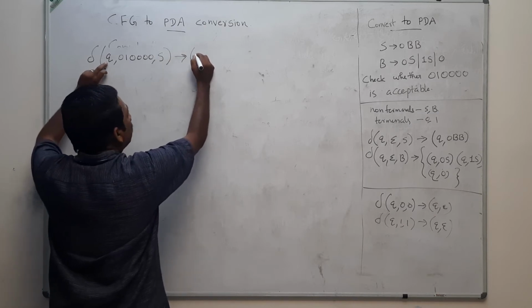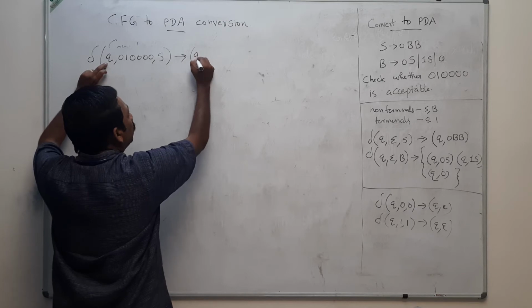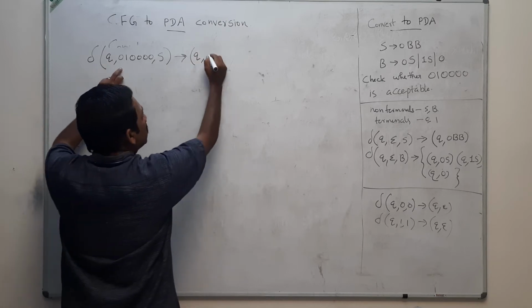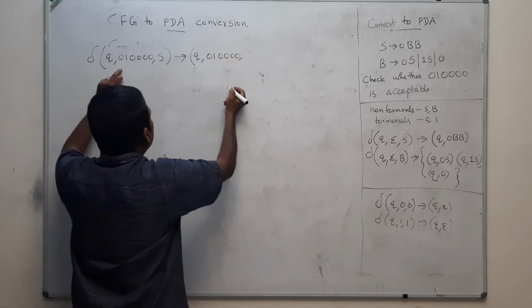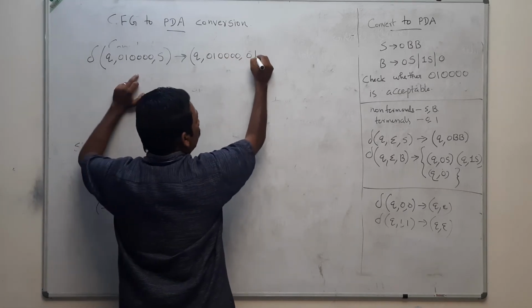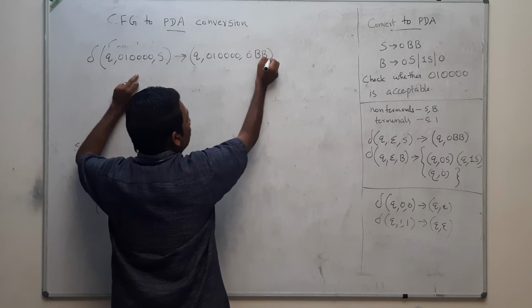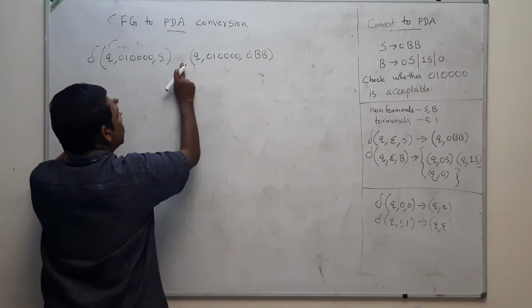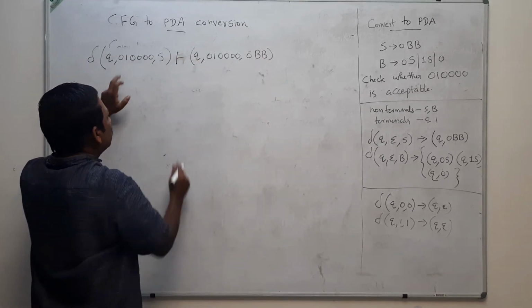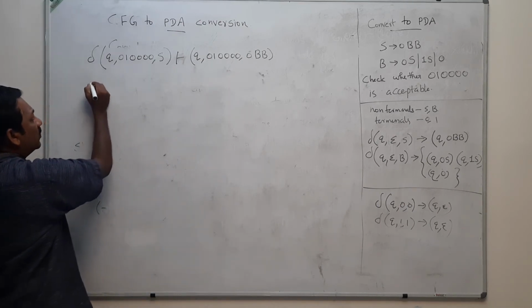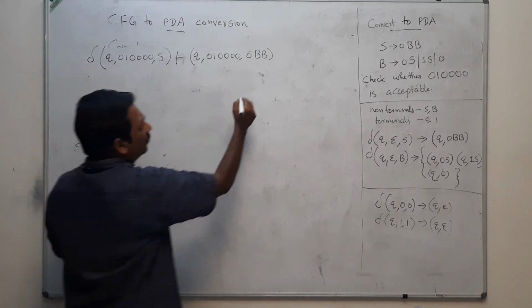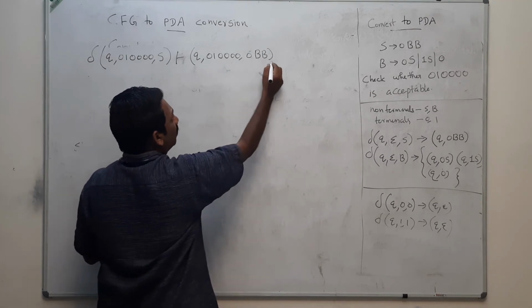Now we are having Q, 0 1 4 zeros, and after that you have 0 B B. These are the instantaneous descriptions. From this we have generated this, and from that we are going to have the next.